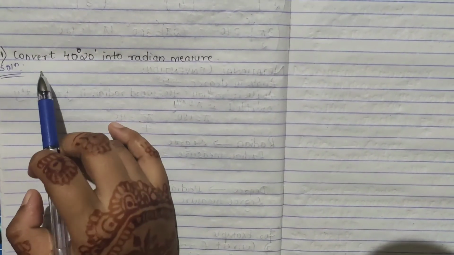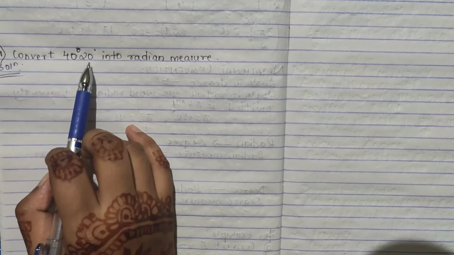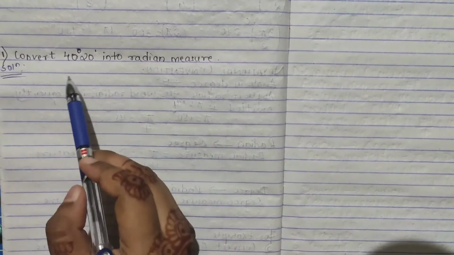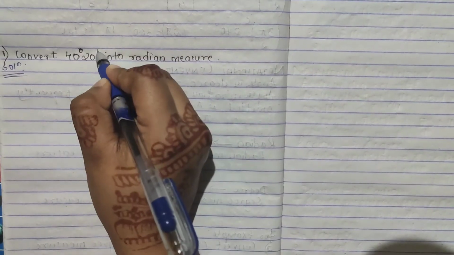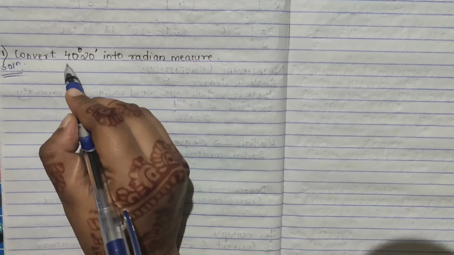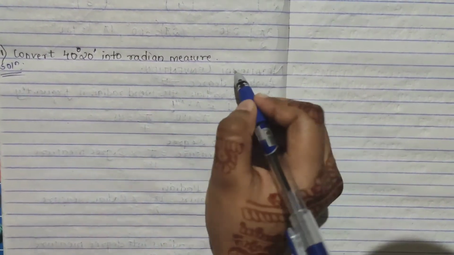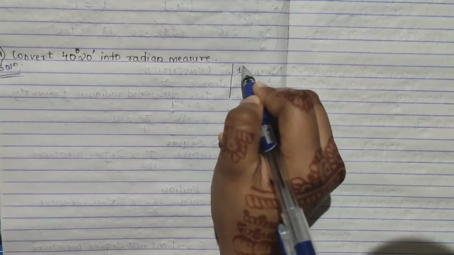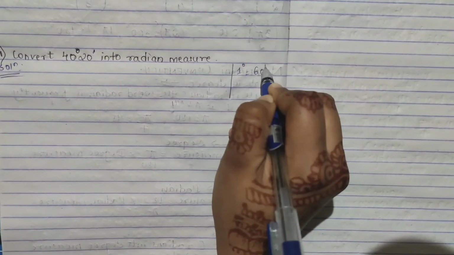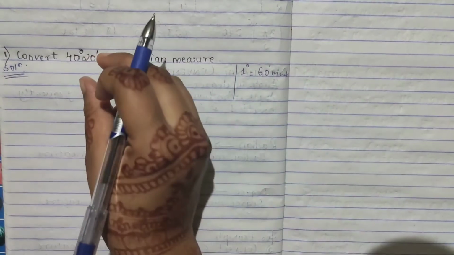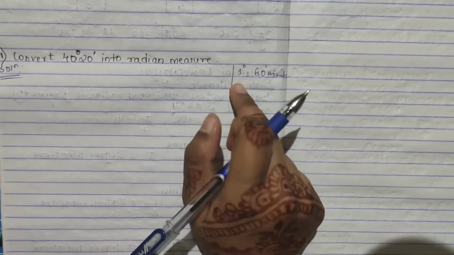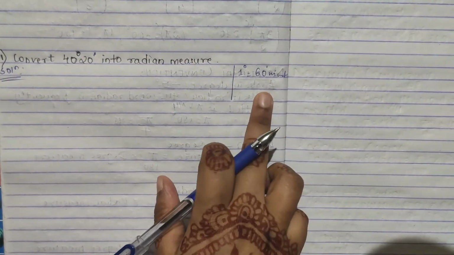Now one more example: convert 40 degree 20 minutes into radian measure. Here they have given you 40 degree and 20 minutes. So don't get confused, when you have it like this you also have to take it in degree measure, because you have already done that, right. 1 degree is equal to 60 minutes, we have done this. So we will convert our minutes also into degree with the help of this.